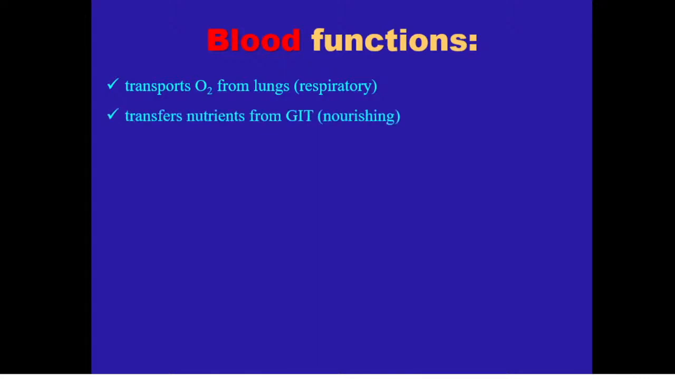Blood transfers nutrients from the gastrointestinal tract to all of our cells, and this function we name nourishing. Blood also transfers end products of catabolism, and this function we can name excretory. It means that all blood after this must be filtrated by the kidney to excrete water-soluble compounds and by the liver to excrete water-insoluble compounds with the bile. You know that this function is also a function of the liver.